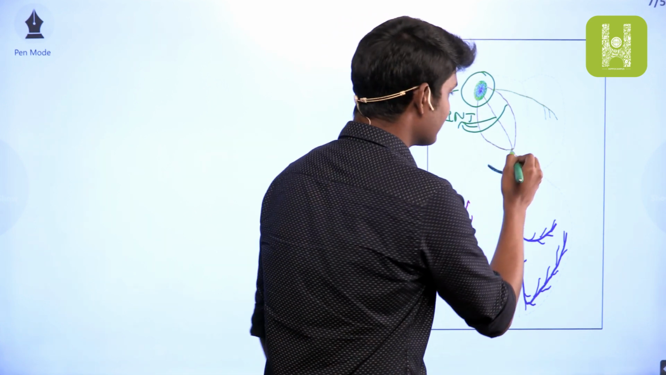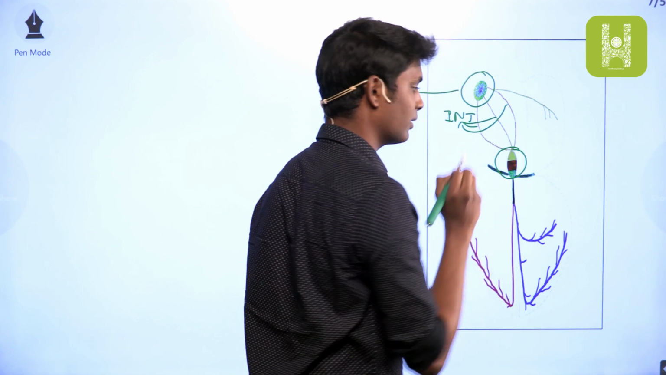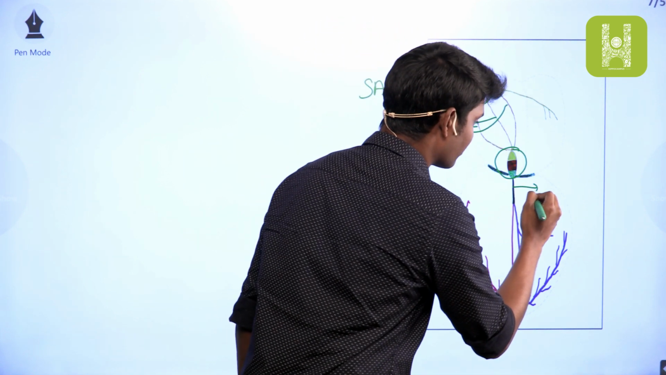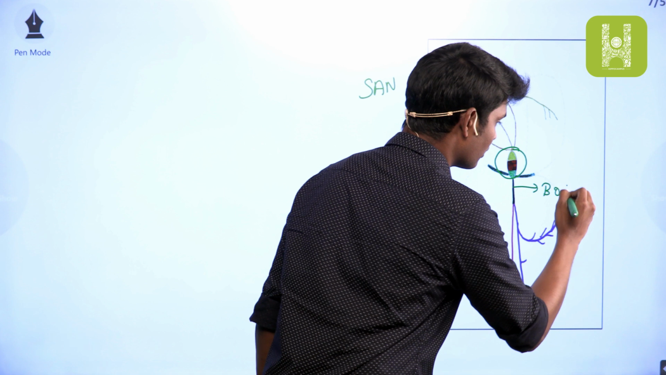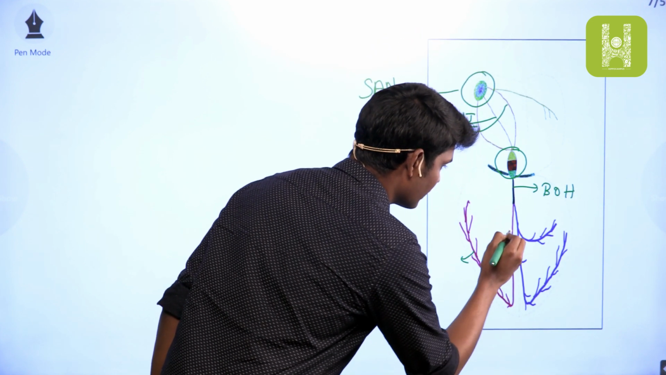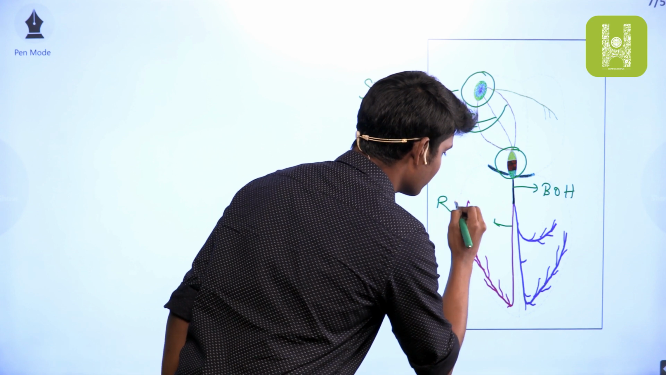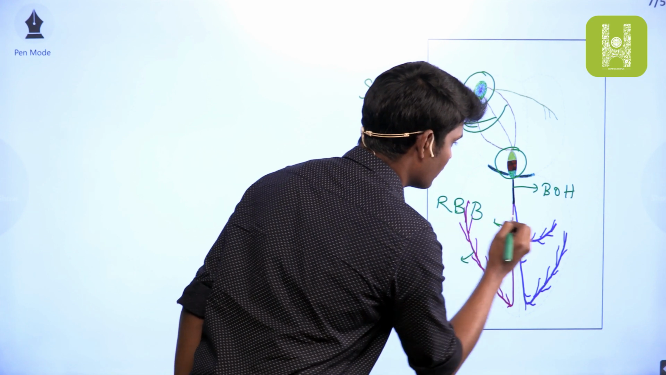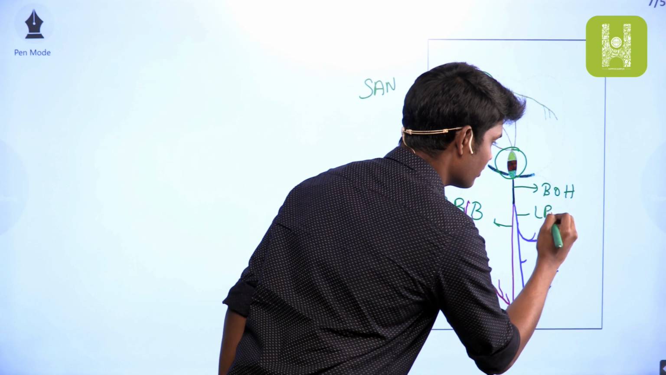Internodal tracts. This is the AV node, and this is the bundle of His. This is the right bundle branch. This is the left bundle branch.